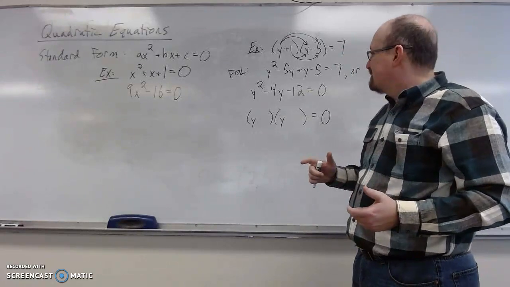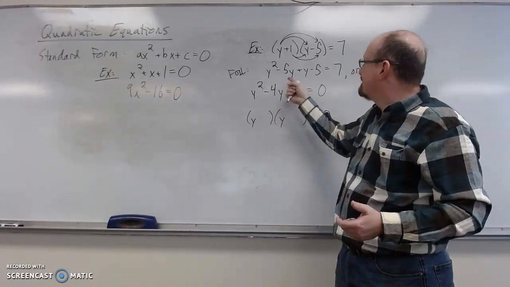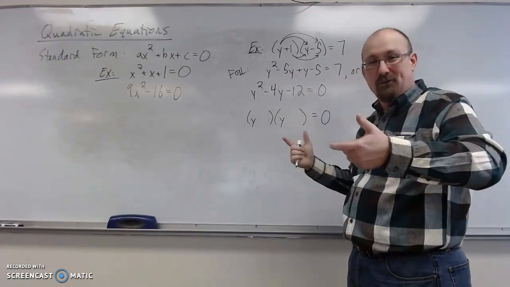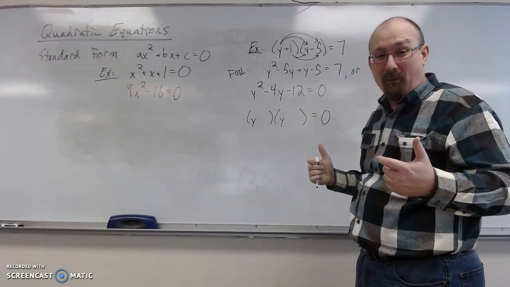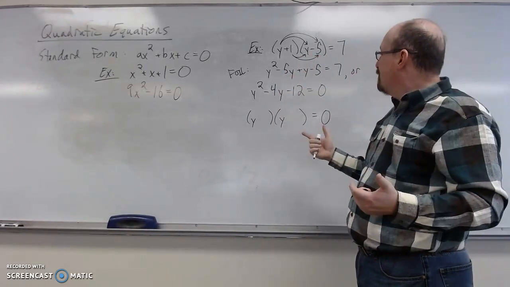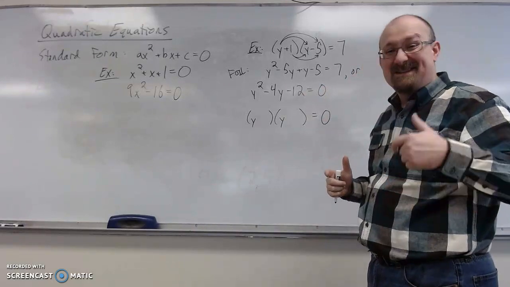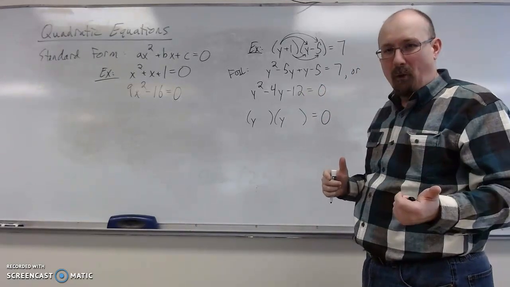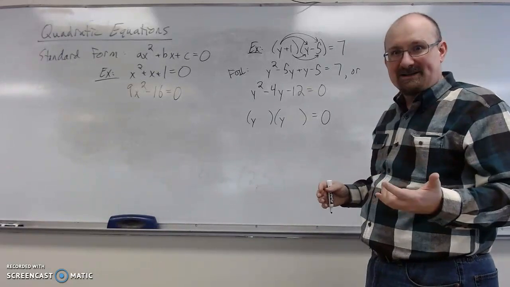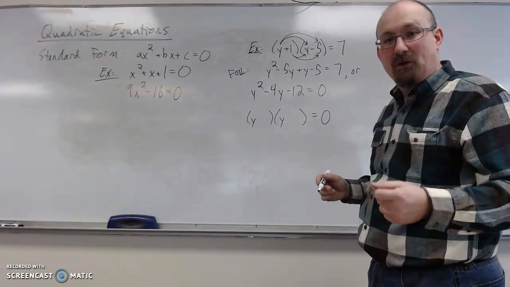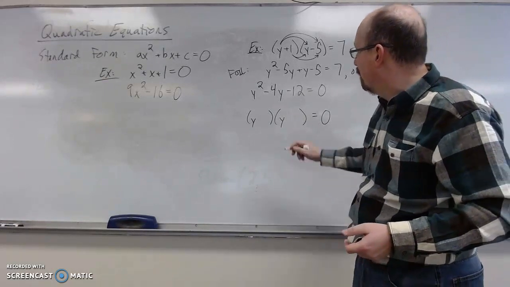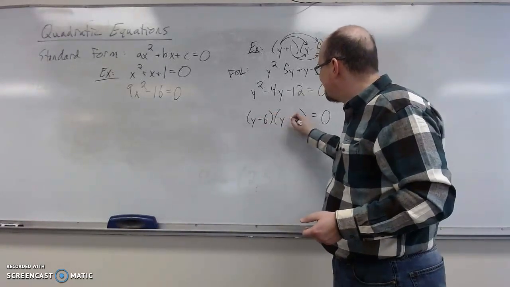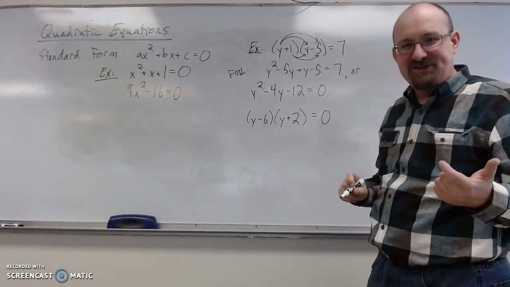And if you play around with the possible options, the other big thing is that you'll notice we added the two values together when we did this FOIL thing. So we need two numbers that multiply together to give us negative 12, and then add together to give us negative 4. Well, of those lists of factors I gave you, only one is actually going to fit that bill. We'd have y minus 6 and y plus 2.